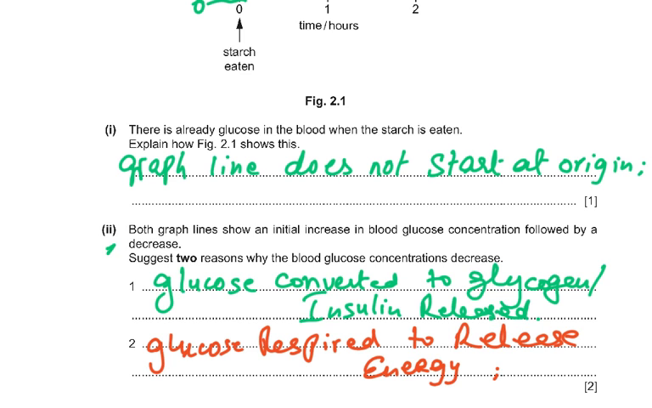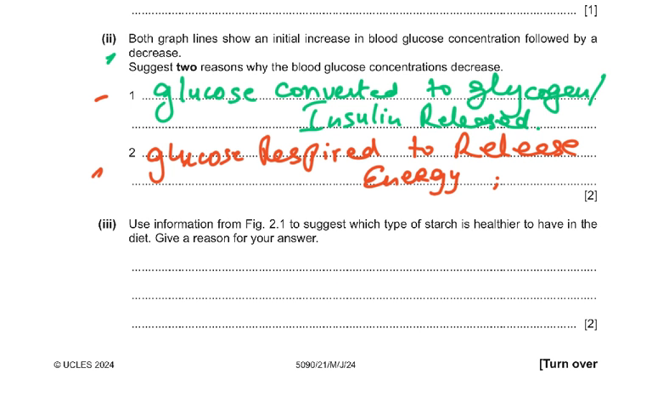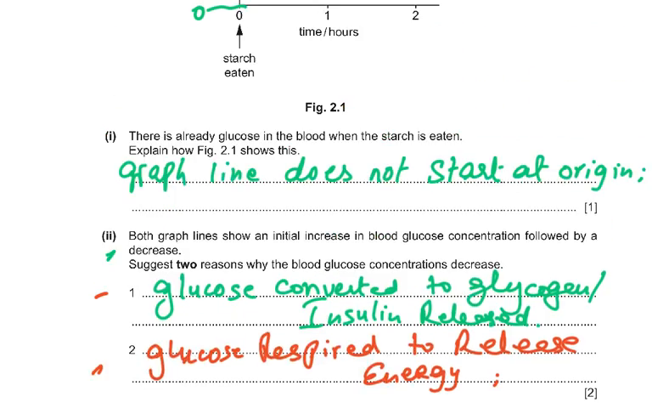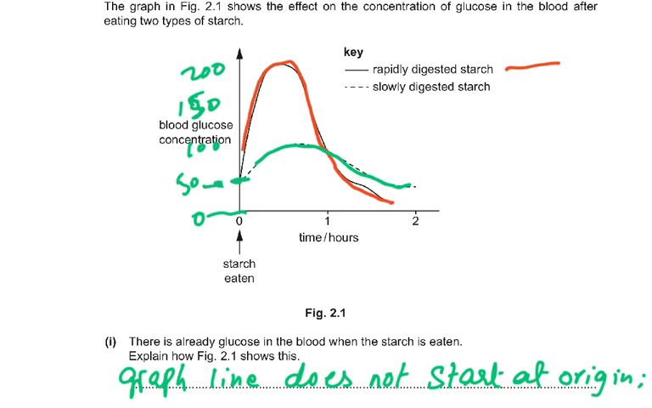So the graph line does not start at the origin, then glucose is converted to glycogen, insulin is released, and glucose is respired to release energy. Then part 3 says, using information from figure 2.1, suggest which type of starch is healthier to have in the diet. Give a reason for your answer.